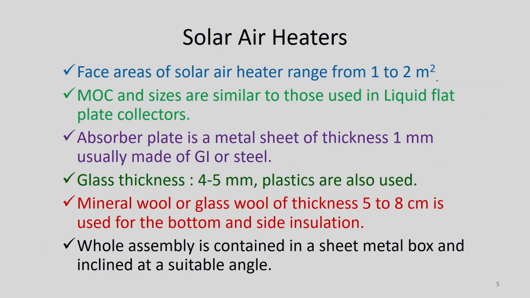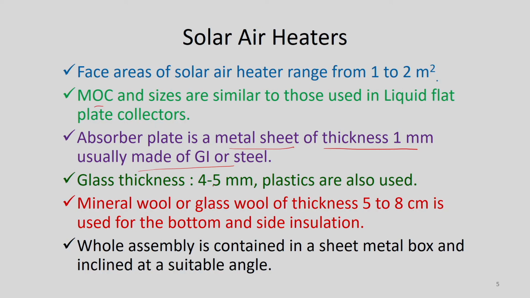The solar air heater face area ranges from 1 to 2 square meters, similar to what we have considered for the liquid flat plate collector. The material of construction and size are similar to those used in liquid flat plate collectors. The absorber plate is a metal sheet of thickness 1 mm, usually made of GI or steel. GI means galvanized iron or other material derived from steel.